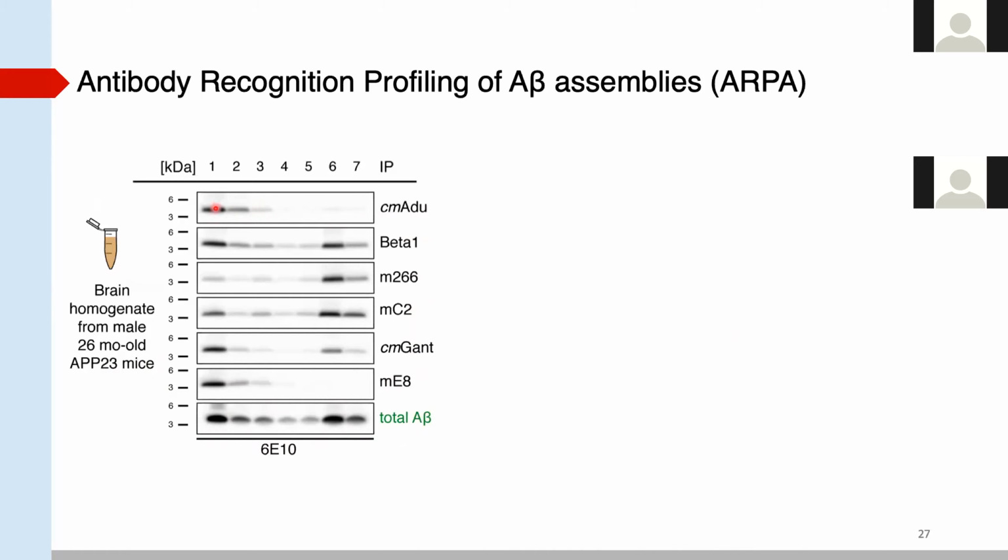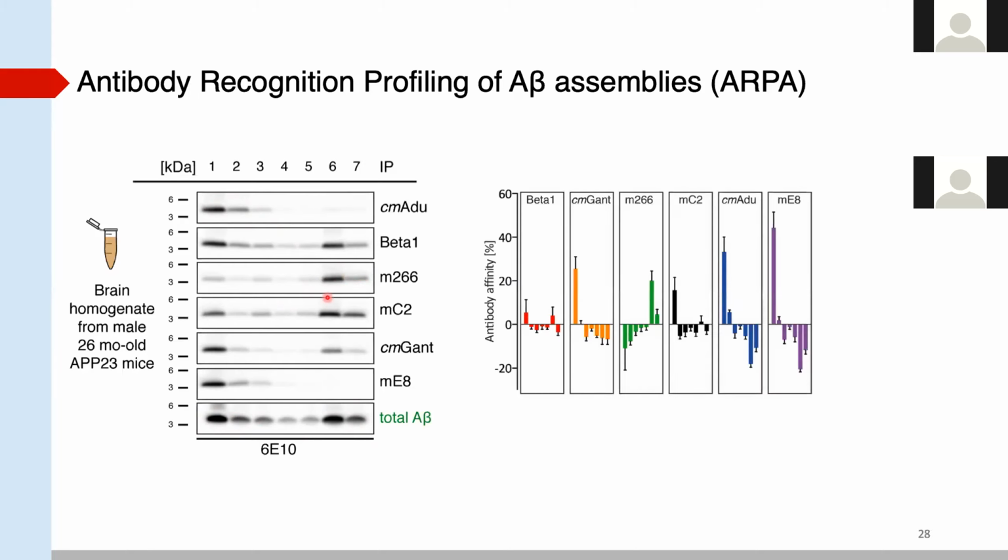So this is high molecular weight fractions, and down here, fractions 1 to 3 are high molecular weight fractions, and 6 and 7 are rather low molecular weight fractions. And ADO almost exclusively recognizes high molecular weight fractions, whereas M266, for example, almost exclusively targets the low molecular weight fractions. This is also nicely seen in this antibody affinity plot.